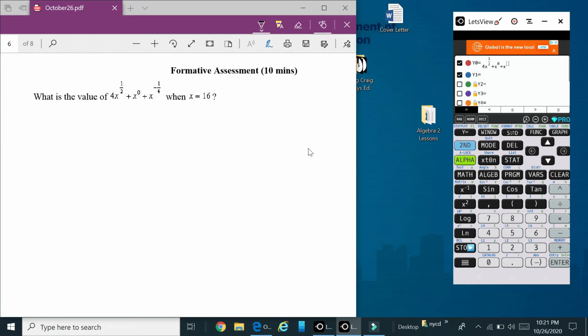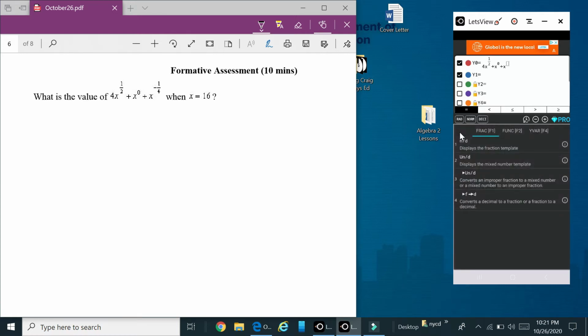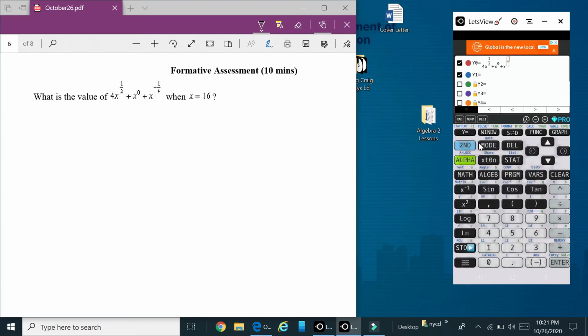So you're going to hit alpha. You're going to hit alpha. And then you're going to hit y equals. And then the fraction is right there again. So you hit that. And then you're going to hit that negative number. And then you're going to hit 1. And then down, and then you're going to hit 4. Okay? So after you punch in that equation, you're going to hit second function, which is right there, second function, and then graph.